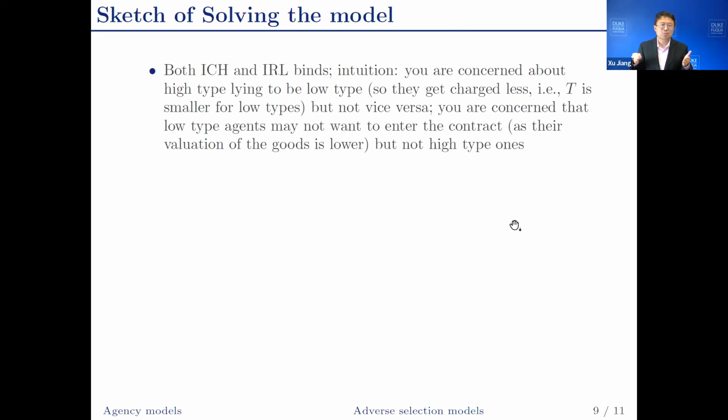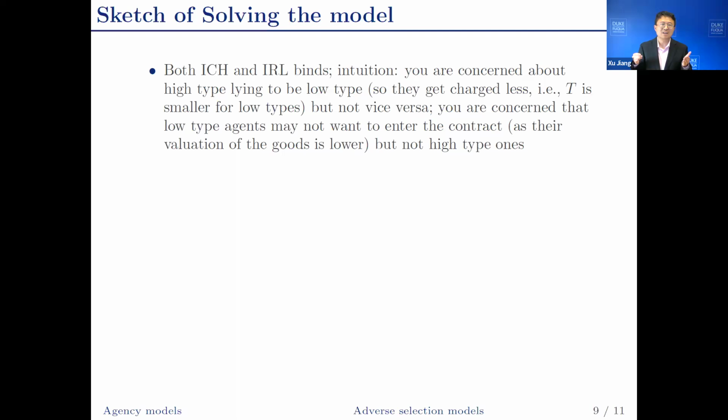So I'm going to provide a sketch of how to solve the model. We can show that both the IC-H and IR-L bind, so the incentive compatibility constraint for the high type and the individual rationality constraint for the low type bind. So here's the intuition. Incentive compatibility means that you're concerned about people lying. What are you concerned about?